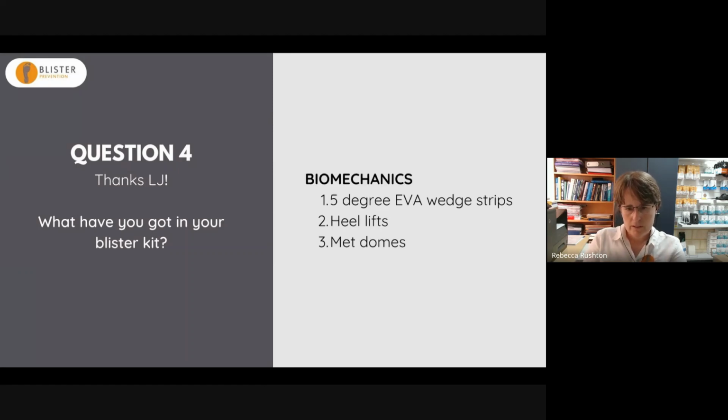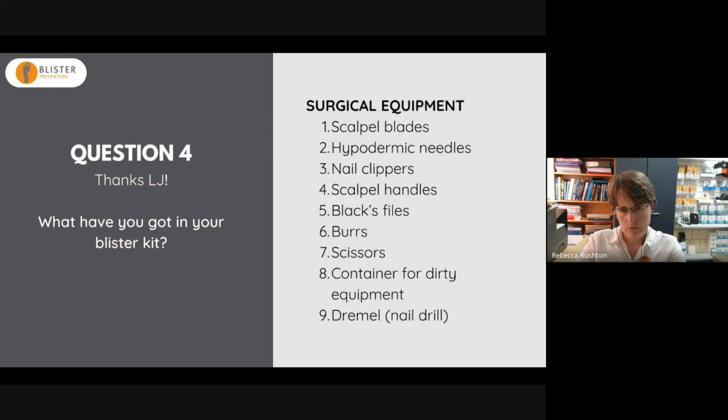Biomechanics, I take the 5-degree EVA wedge strips. Heel lifts we use a lot because there's always some tibialis anterior DOMs in these races that are on like concrete paths. And I take some Met domes and then some surgical equipment.